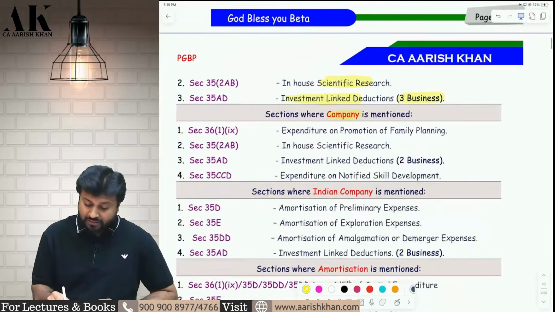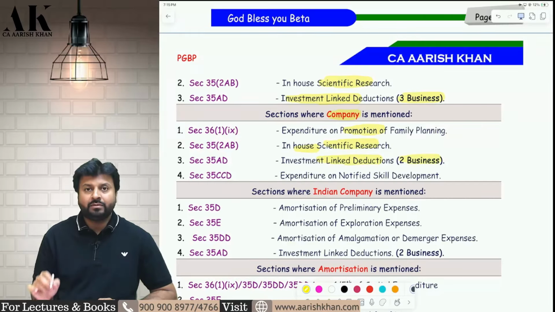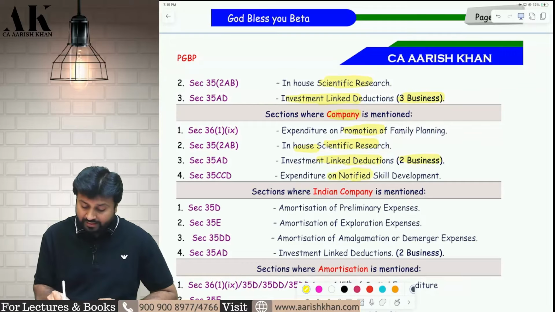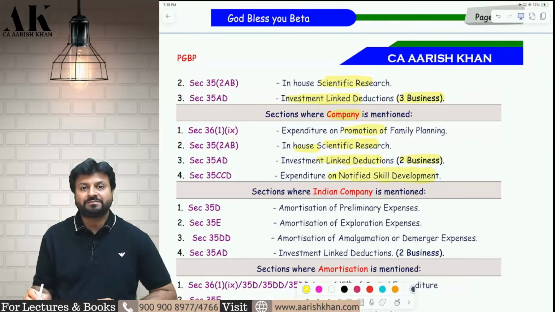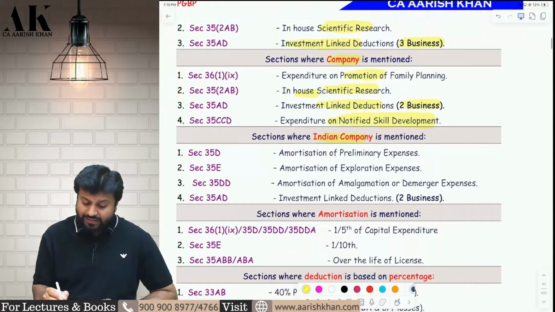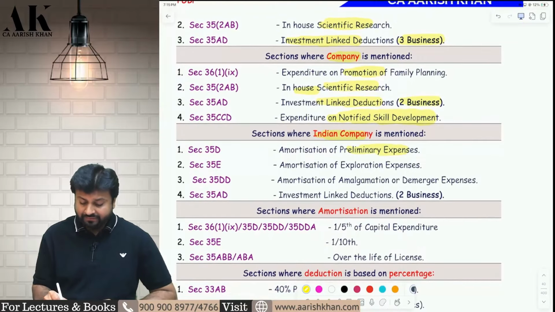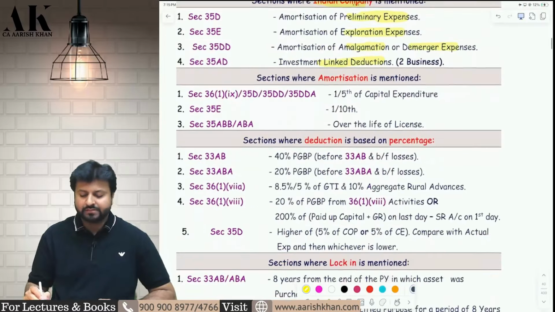What are the sections in which company is mentioned under the entire PGBP? It is mentioned under family planning, scientific research, in-house deduction, investment-linked deduction, Adani and Ambani, if you remember, that is the petroleum pipeline and the infrastructure facility, and expenditure on notified skill development. What are the sections where Indian company is mentioned? Preliminary expense, 35D, exploration expense, amalgamation demerger expense, and investment-linked deduction to business.